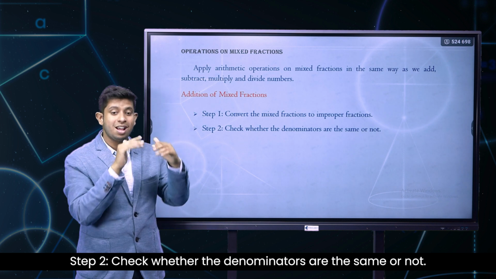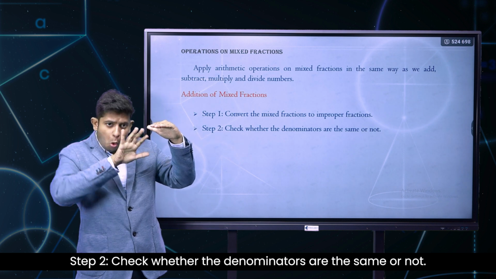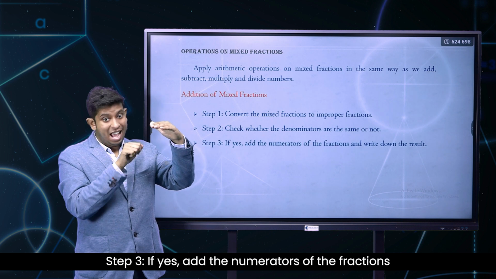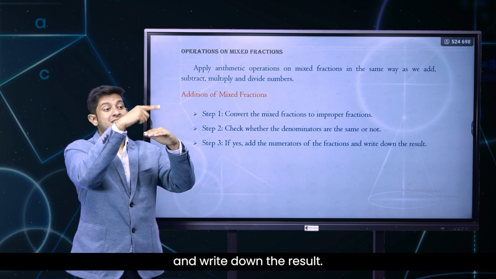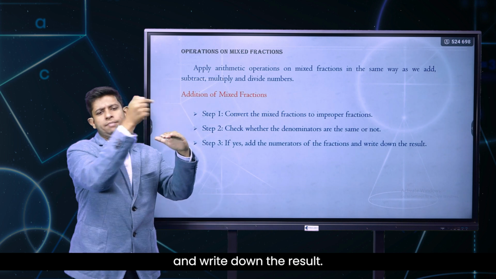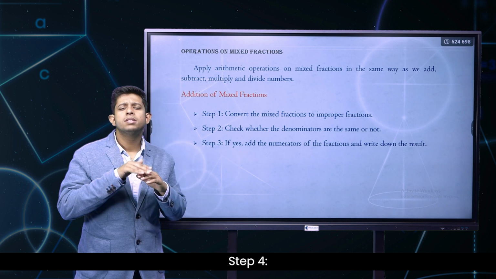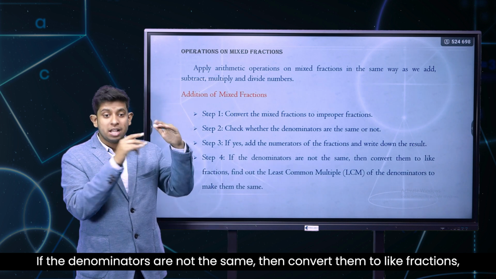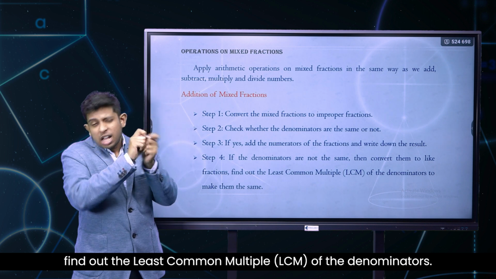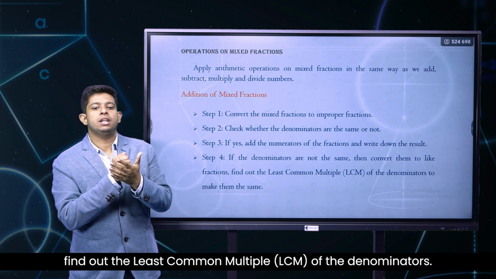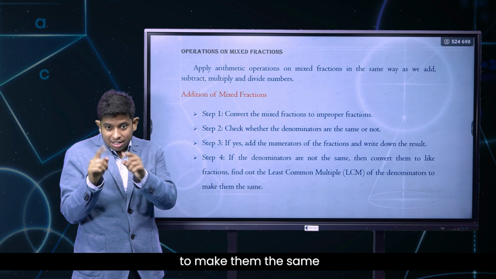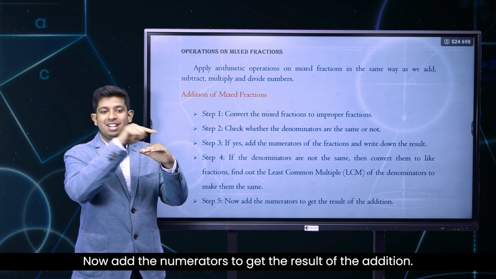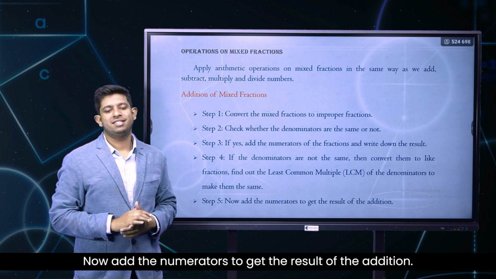Step 2. Check whether the denominators are the same or not. Step 3. If yes, add the numerators of the fractions and write down the result. Step 4. If the denominators are not the same, then convert them to like fractions. Find out the least common multiple of the denominators to make them the same. Step 5. Now add the numerators to get the result of the addition.